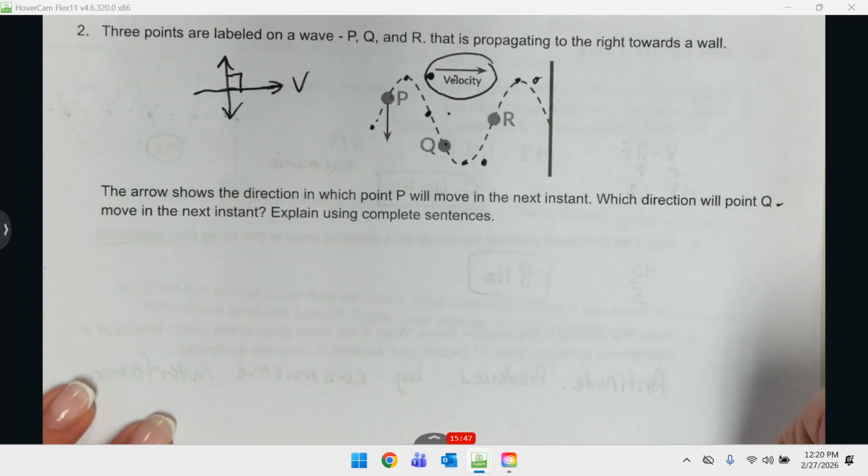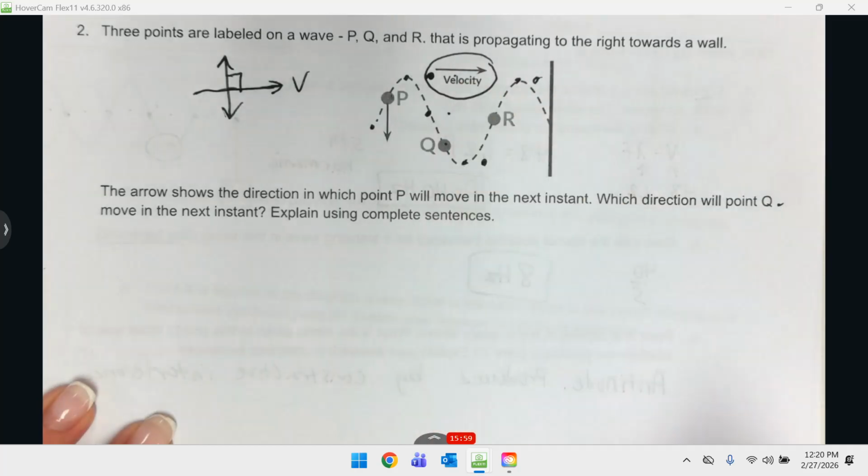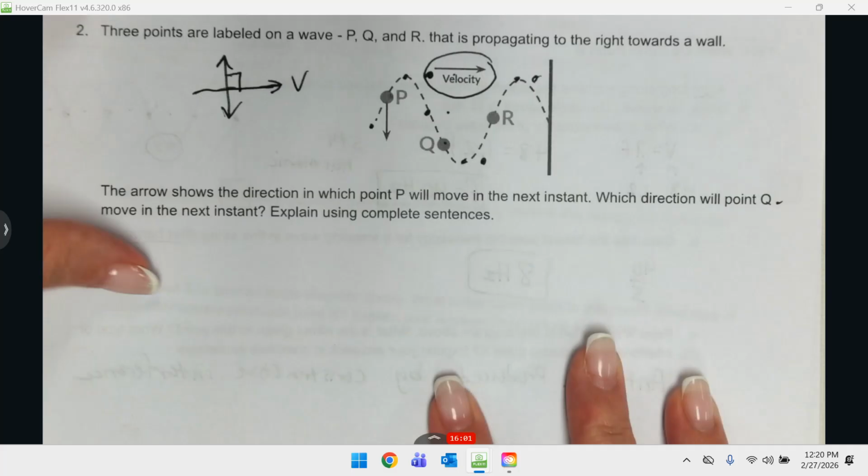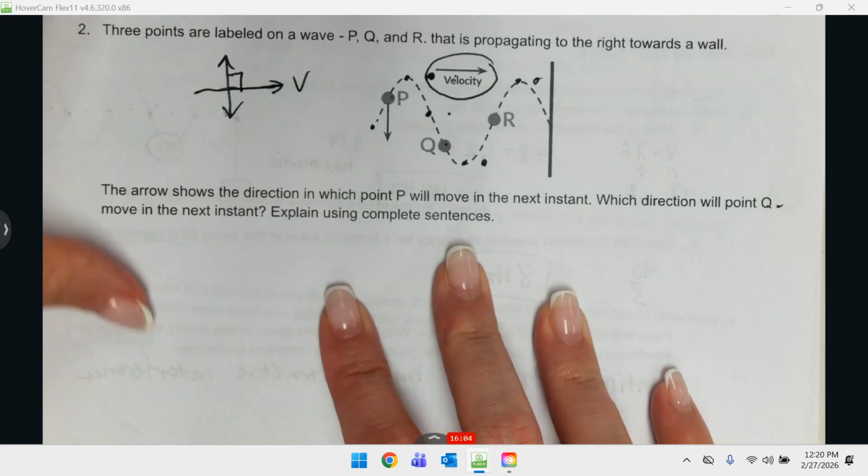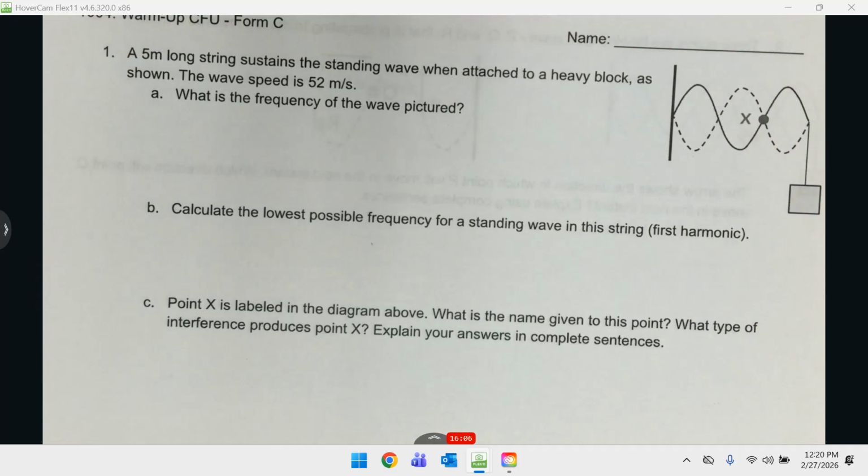You definitely want to make note of the fact that Q can only move up or down due to the fact that this is a transverse wave, and the medium is going to oscillate in a direction perpendicular to the wave's velocity. All right, again, I didn't write it out, but that's what you want to do when you write it out.